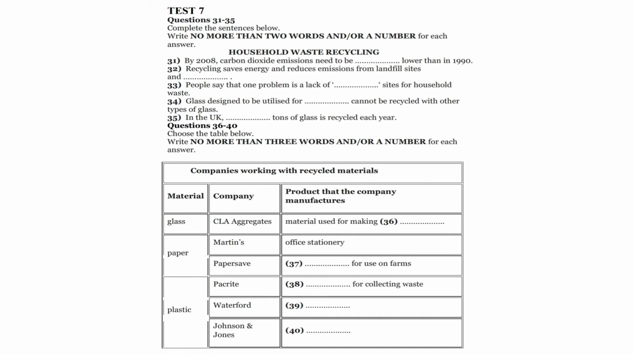The agreed targets for the UK mean that by 2008 we must reduce our carbon dioxide emissions by 12.5% compared with 1990. And recycling can help to achieve that goal in two main ways. The production of recycled glass and paper uses much less energy than producing them from virgin materials, and also recycling reduces greenhouse gas emissions from landfill sites and incineration plants.